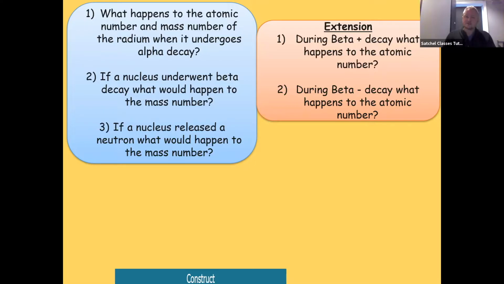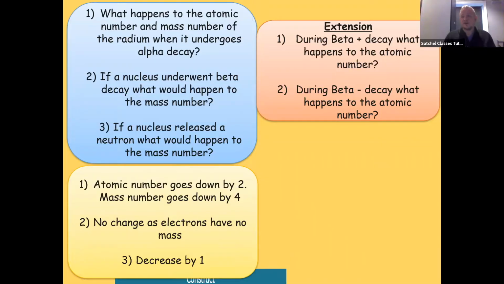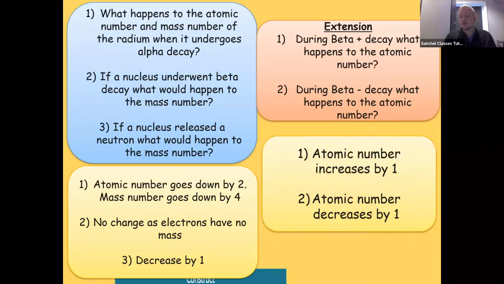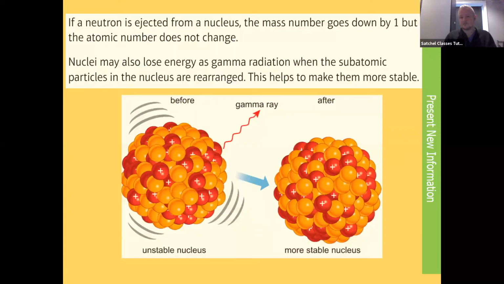For extension questions, during beta plus decay, what happens to the atomic number? Well, beta plus decay affects the atomic number because a proton has been turned into a neutron, and so the atomic number goes down by 1 because we've lost a positron, which carries away a positive charge. Whereas for beta minus decay, the opposite occurs. A neutron turns to a proton, so we've gained a positive charge, so the atomic number increases by 1. If a neutron is ejected from a nucleus, the mass number goes down by 1, but the atomic number does not change.